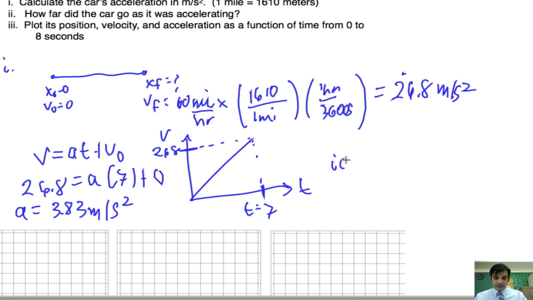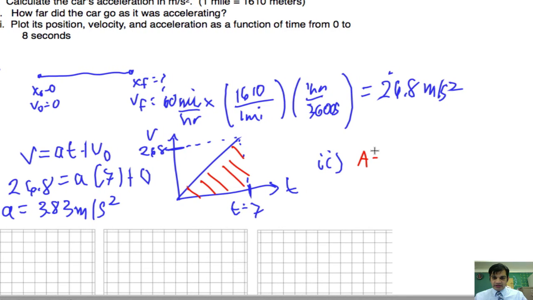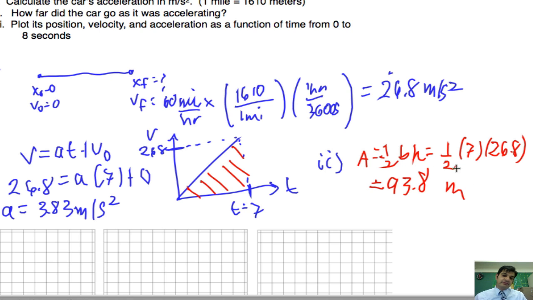So for part two, if we wanted to actually get the displacement, that's the area under this triangle. And that ends up being the area equals 1/2 base times height, which ends up being 1/2 times 7 times the height, which is 26.8. So we go ahead and calculate that, and we get 93.8 meters. And I'm actually going to go ahead and skip the graphing part here, because I've done it a lot. So that's the graphical approach.